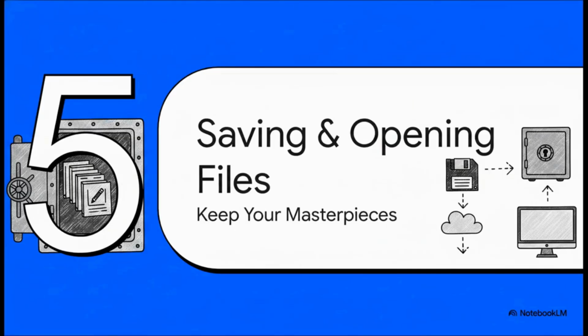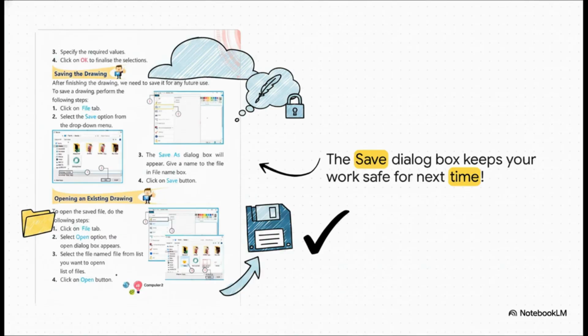Section 5, Saving and Opening Files. Saving is absolutely crucial. You don't want to lose your work. By clicking the File tab in the top left and hitting Save, a little dialog box pops up. It's basically just asking you, what do you want to call this and where do you want to keep it? Just type a title into the file name box, maybe something like My First Masterpiece, and click Save.